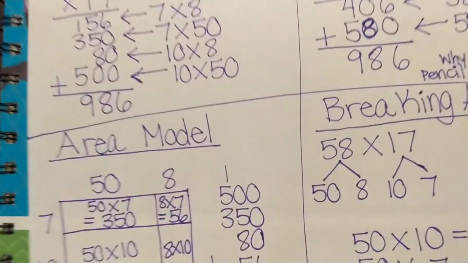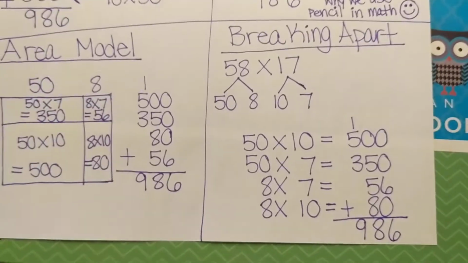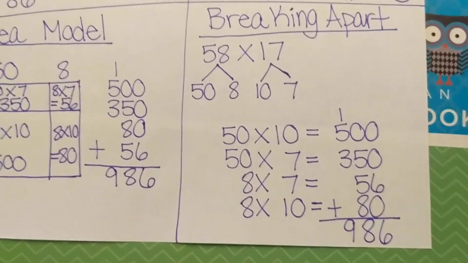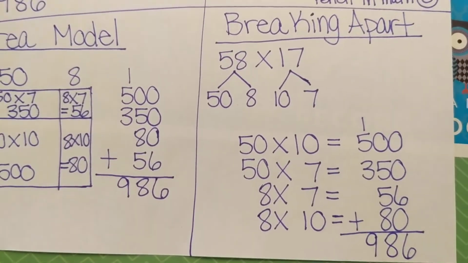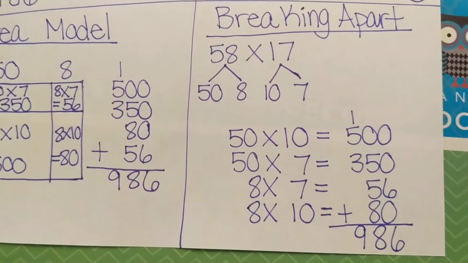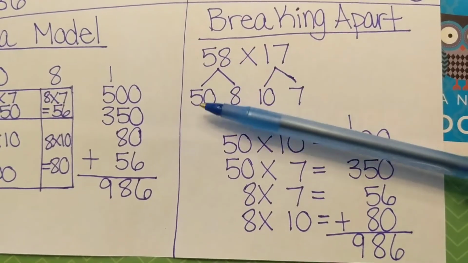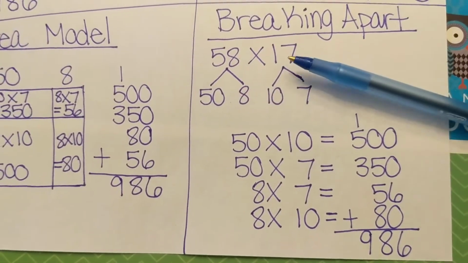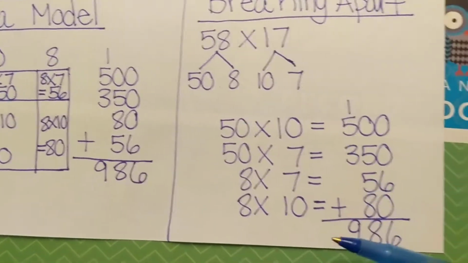The last way is something I actually saw when I was looking online for some other methods, which some of you might like doing. This method is very similar to partial products. It just physically shows you how we break it apart. So it just shows you that we break the 58 into its place values, into the 50 and into the 8. And then we break the 17 into the 10 and into the 7. And then we just make sure that we multiply all of those.